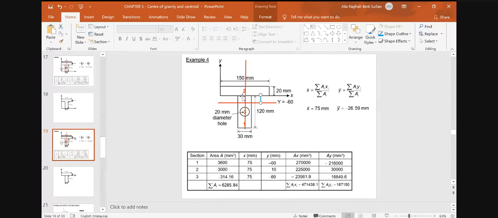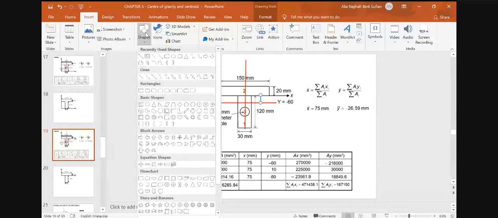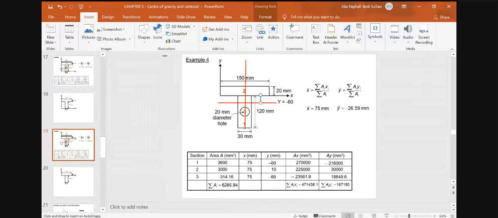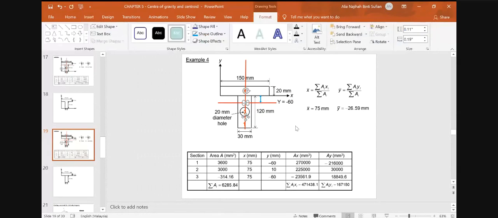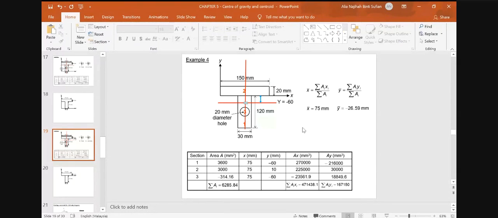Okay, so the centroid now is here. Okay, it is in a similar location as a previous example.